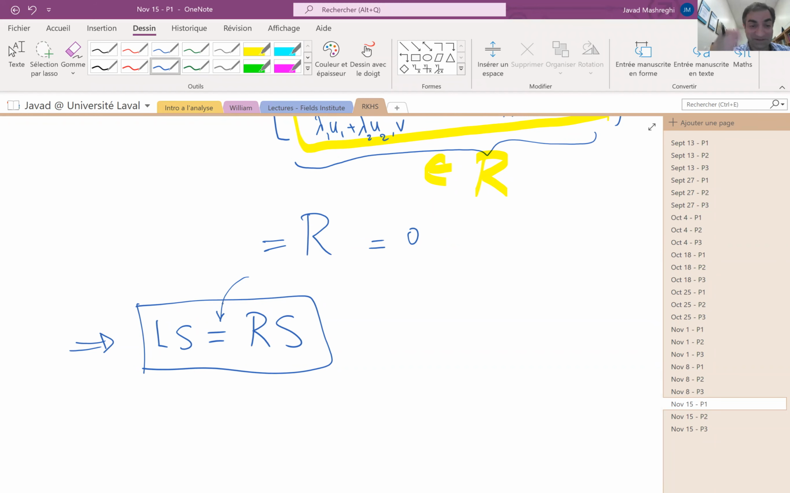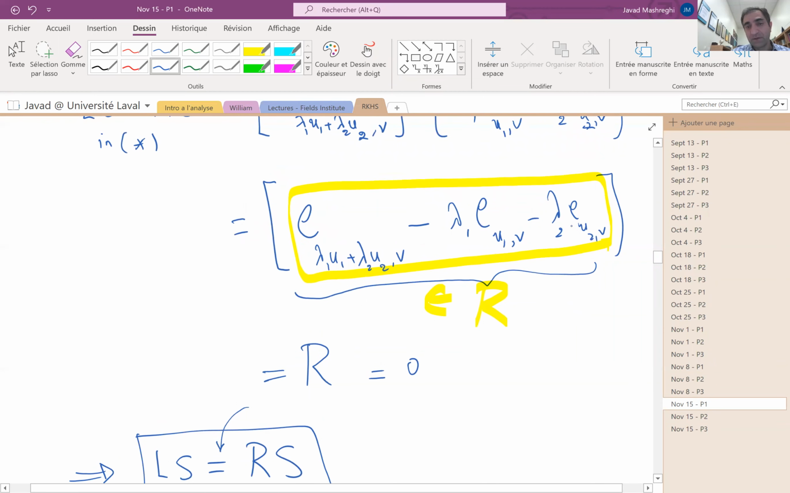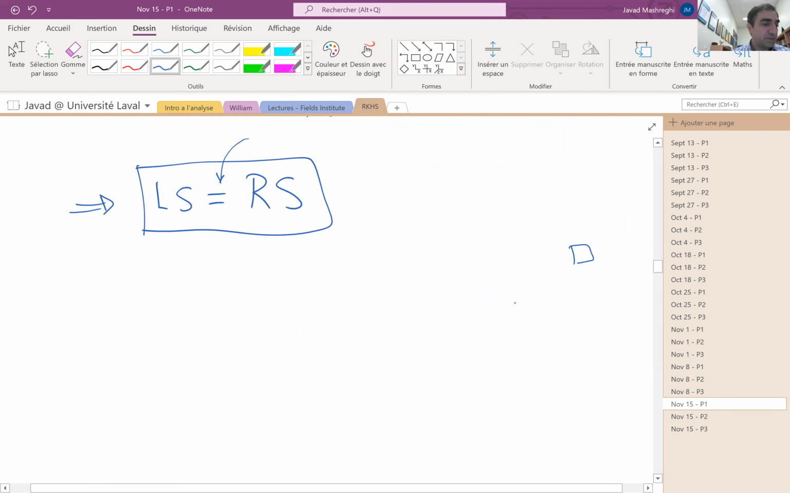The proof of the second is similar. Just do left side minus right side, do the operation, and you end up with something such that the expression inside the bracket belongs to R, and then you are done. So we obtain a vector space with the properties we wanted. And now let's study some of these properties more.